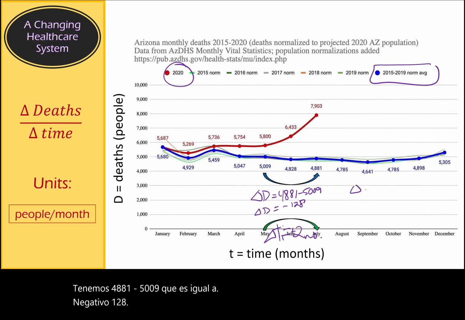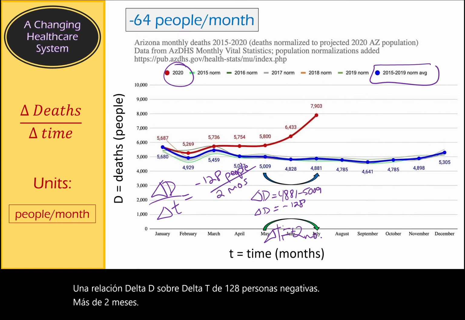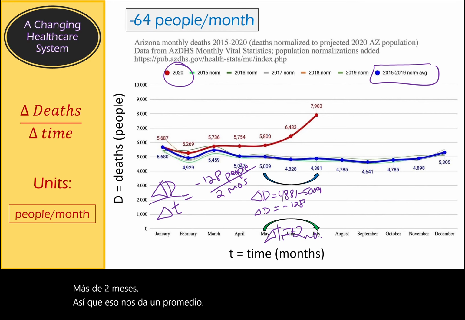So we have a ratio delta D over delta T of negative 128 people over 2 months. So that gives us an average decrease in deaths of 64 people per month. It's negative, so it's decreasing. And we can see that in the graph. The number of deaths on average was decreasing.